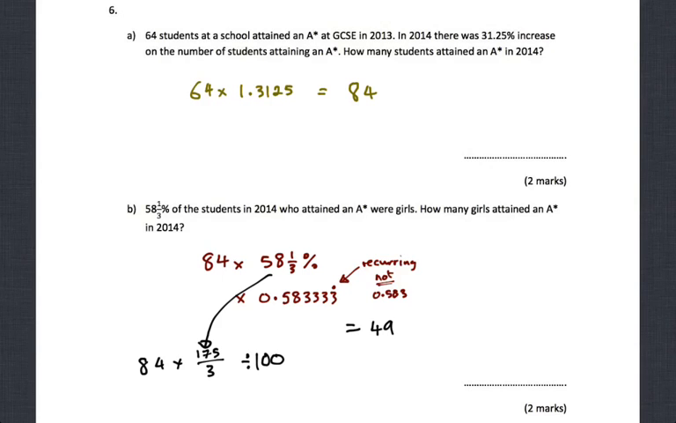Lots of people, because they didn't write enough 3's, or just stopped very quickly, just wrote 0.583, they didn't get 49, they got some rounded number. Now also, be very aware that it's the number of girls. You're not going to have 49 point something girls.